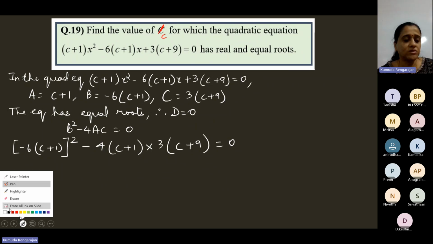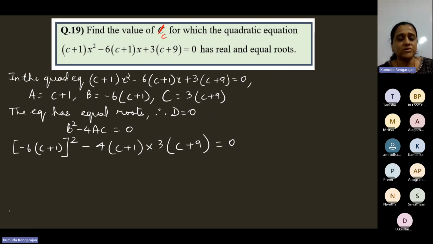The quadratic equation is already in the standard form. You can see this is the x square term. So this is x square. The rest of it is a. This is the x term. This is x. The rest of it is b. So b is minus 6 into c plus 1. And you can see this term does not have x or x square. There is no x square here. So the entire term, the whole of this is c.